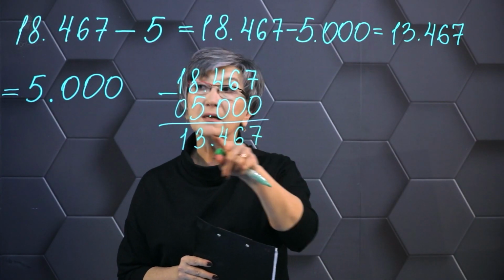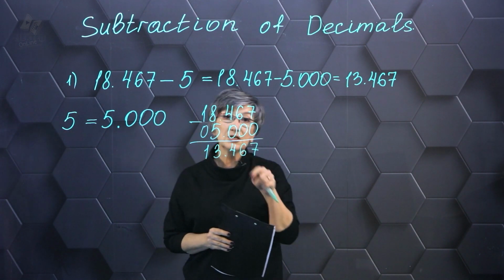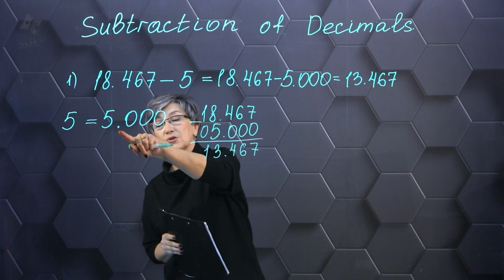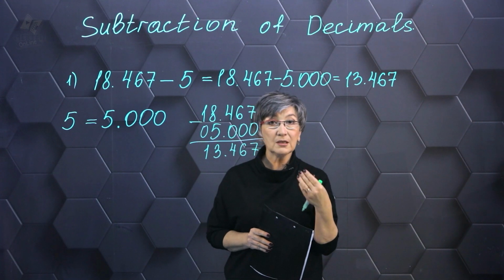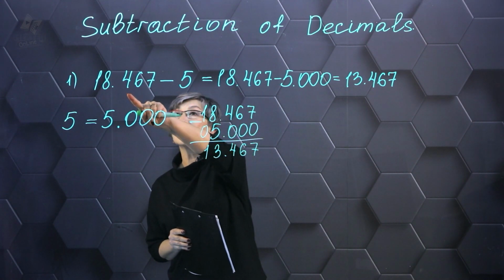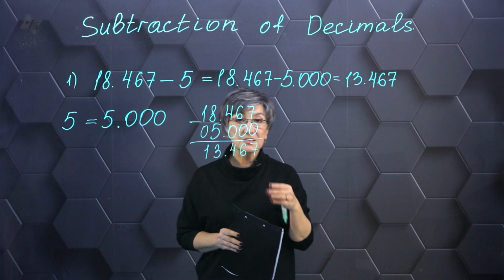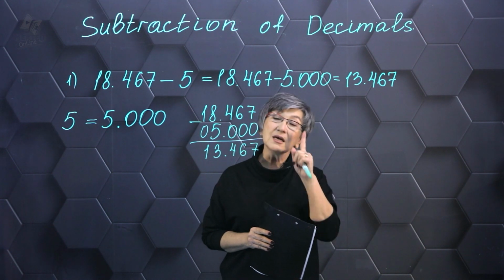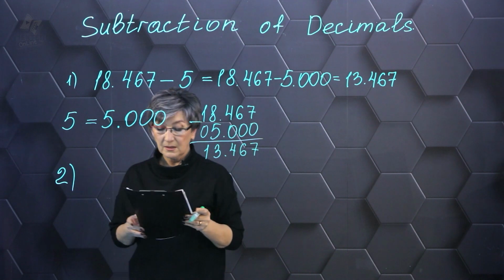So, in this example, we turned the natural number 5 into a decimal fraction. To do this, we separated the whole part with a dot and then wrote down the number of zeros that we needed. So we counted the number of digits after the dot in our number and wrote down 3 zeros. And as a result, we got the correct answer. There's one more example that we're going to look at.